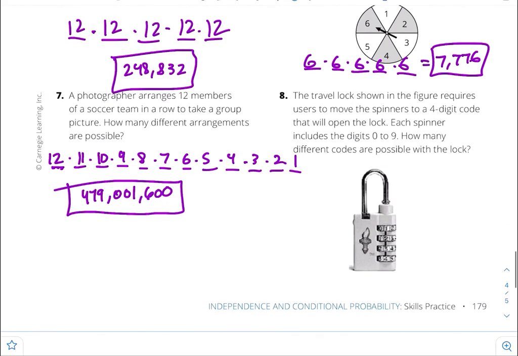And number 8, a 4-digit code. 1, 2, 3, 4. How many different codes are possible with each slot? And you can have repeats. So 10 options, another 10 options, another 10 options, another 10 options, because you can have repeats of a number, which for this one is 10,000.